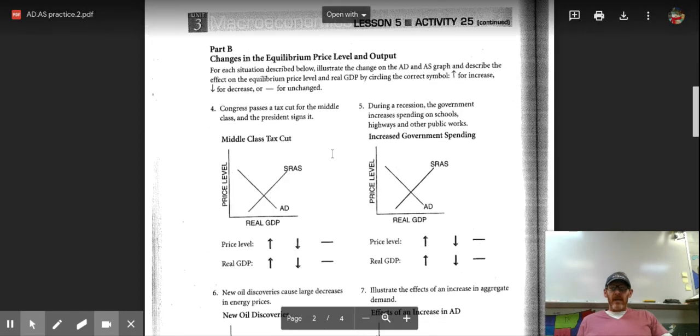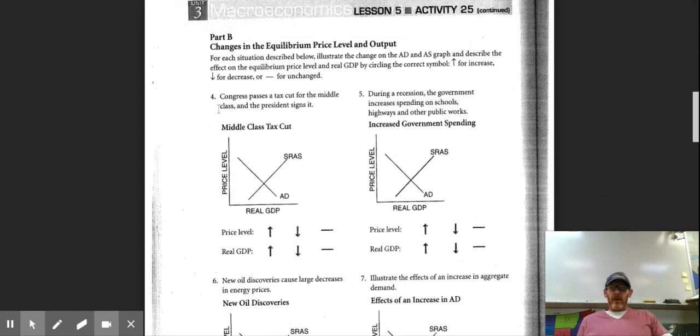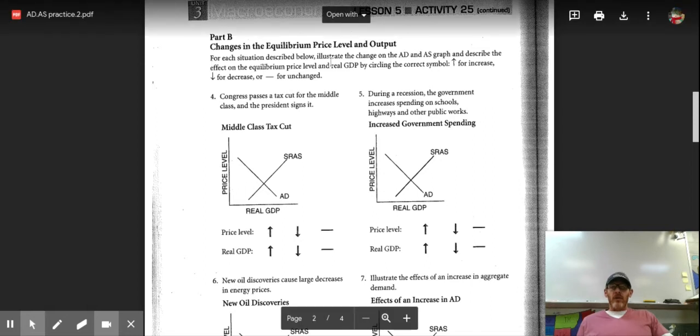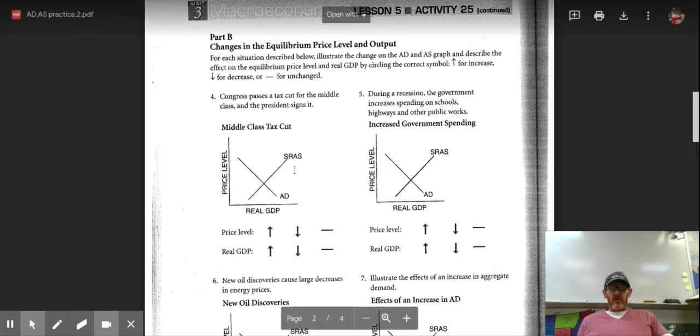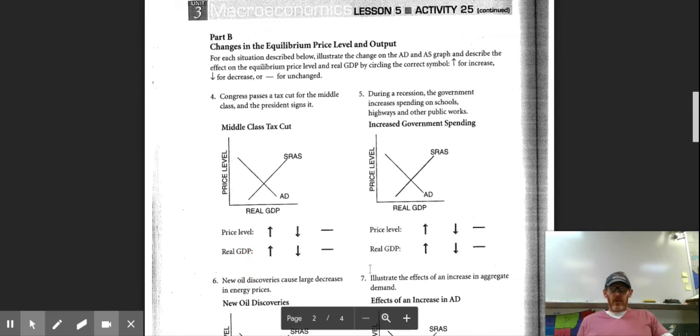I'd like you to go ahead and add unemployment to all of these. So how is it going to affect unemployment also? Let's say we'll do number 4 together, and you can go ahead and do 5, 6, 7, 8, 9, 10, and 11. You don't have to worry about part A. Just do the part B.